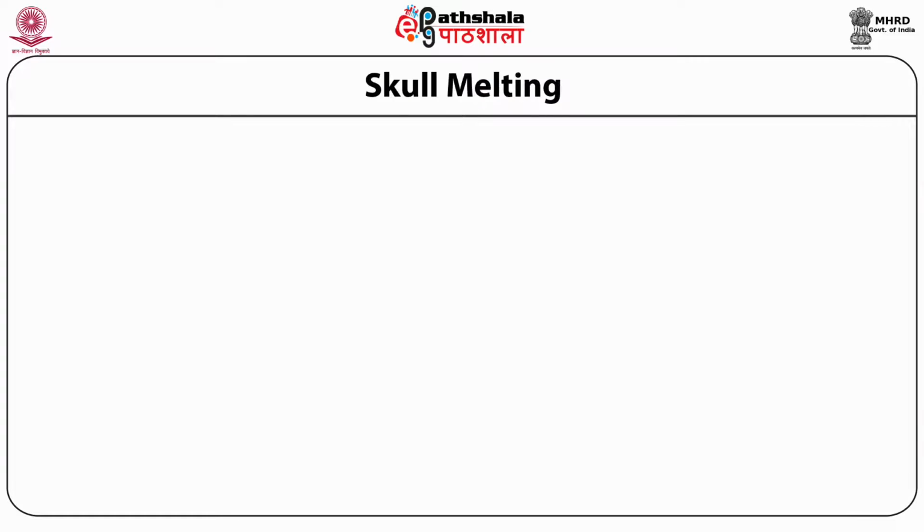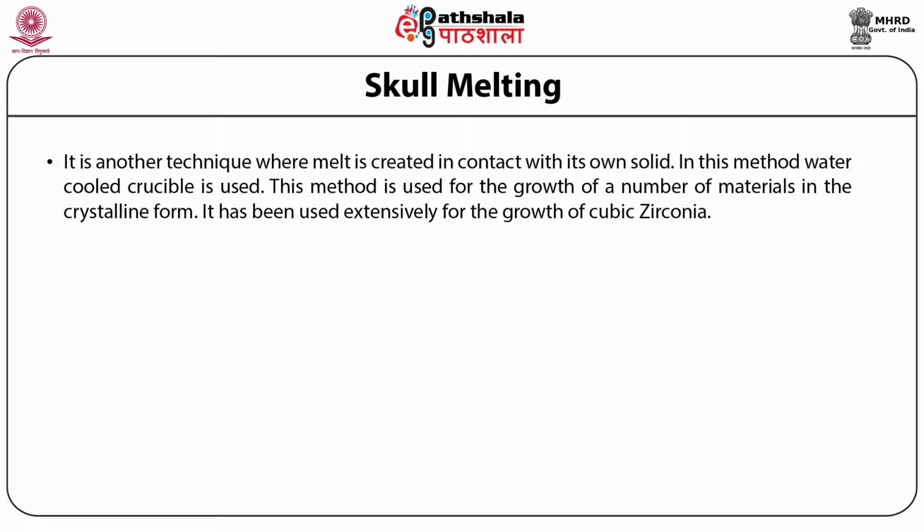Skull melting is another technique where melt is created in contact with its own solid. In this method, a water-cooled crucible is used. This method is used for the growth of a number of materials in the crystalline form. It has been used extensively for the growth of cubic zirconia.